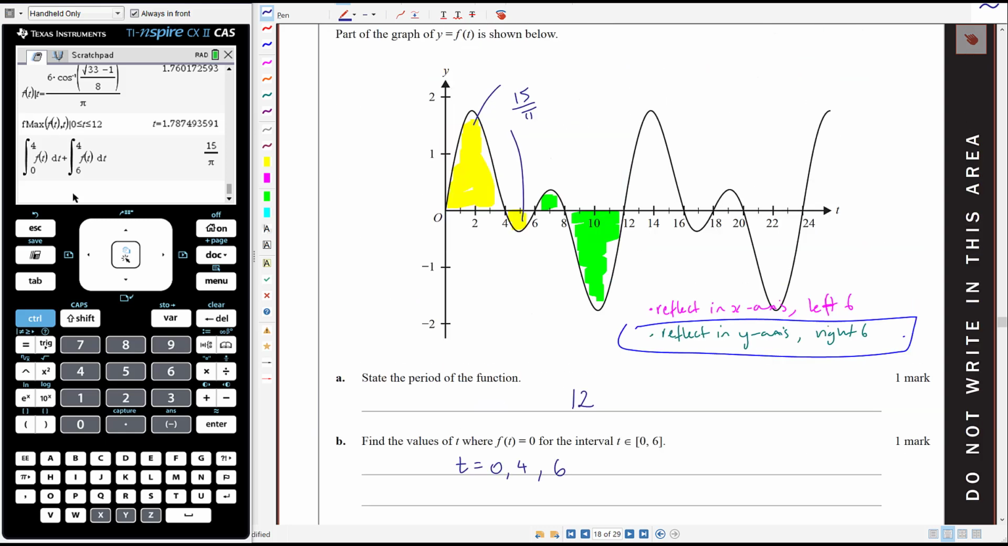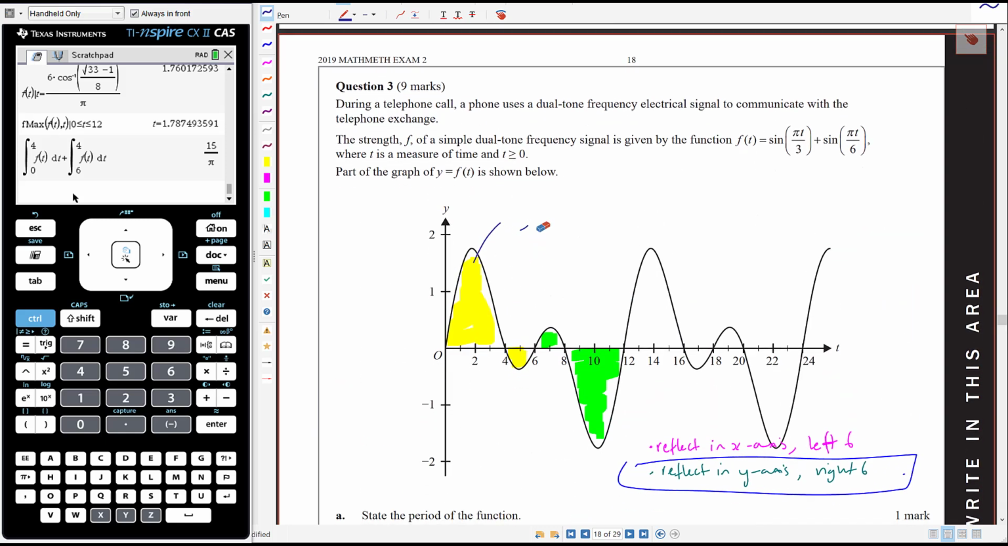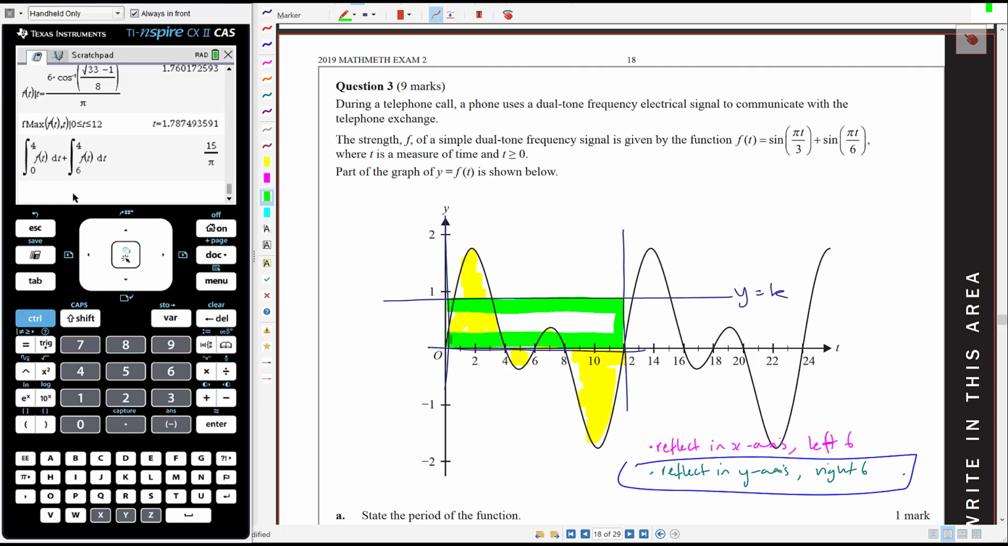So we want a rectangle, let me go back up here again. We now want a rectangle that is bounded by y equals k, x equals 12, x equals 0, and the x-axis. So what we now want is this total area to be equal to the area of this rectangle, okay? And so therefore we want that green area to be equal to 30 on pi as well.